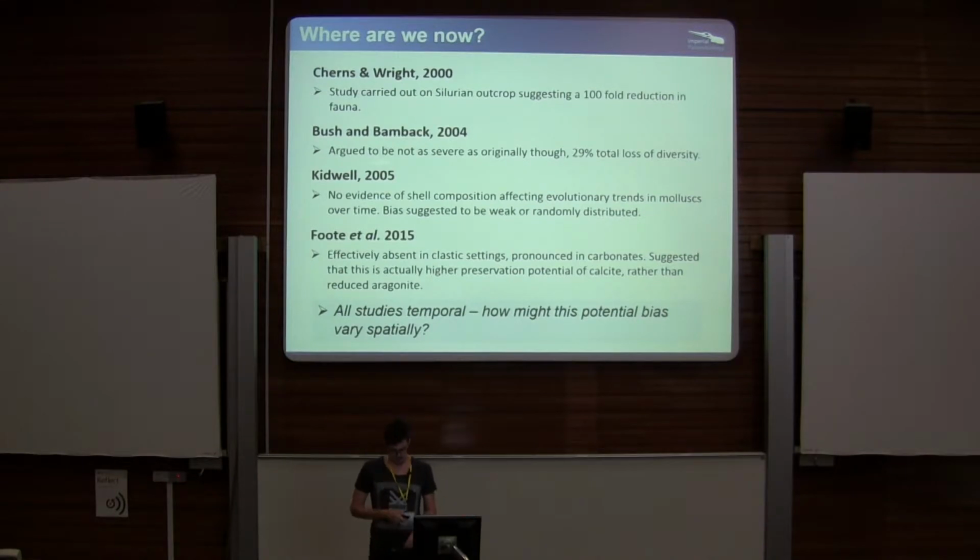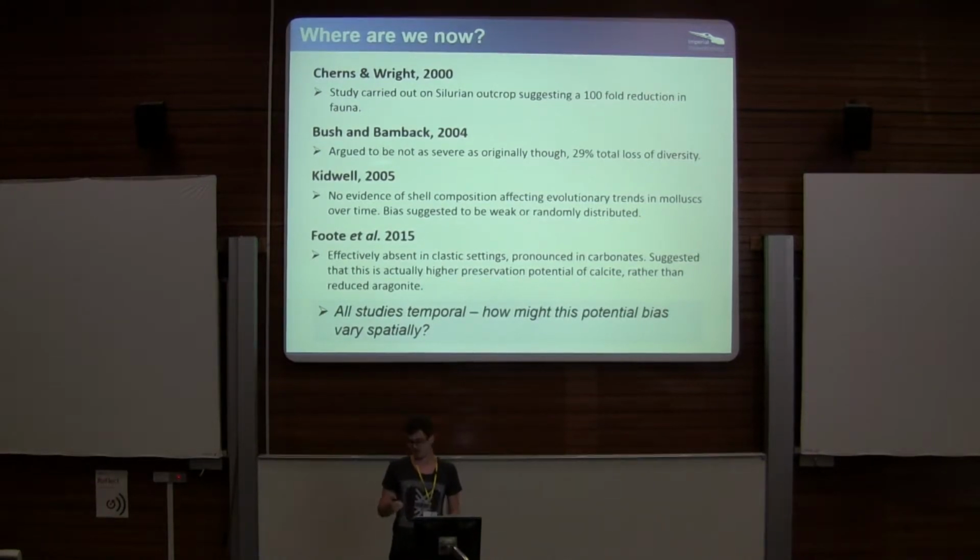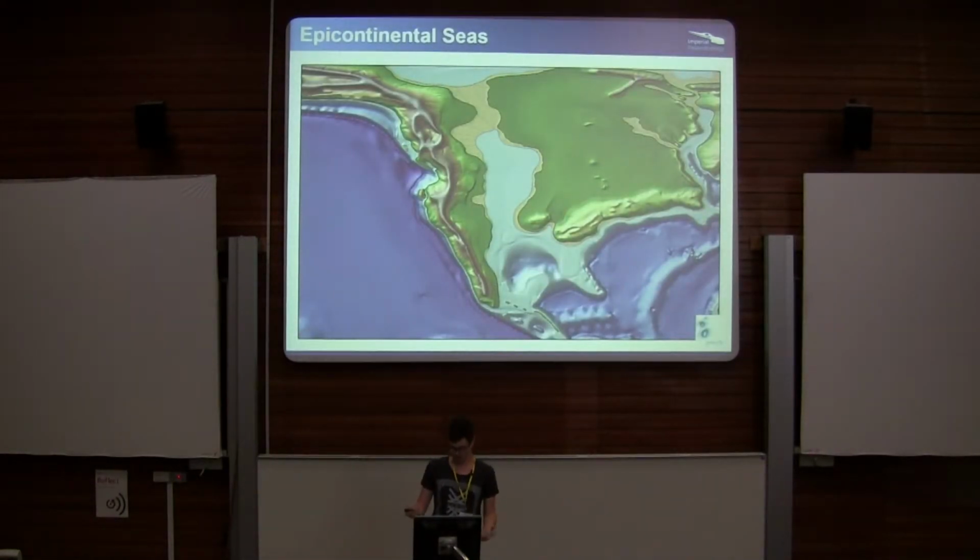So this was first discovered or talked about by Cherns and Wright in 2000, but there's been a whole slew of authors who've commented on this and produced studies attempting to understand the impact on molluscs through time. And they've subsequently drawn different conclusions as to its influence on our fossil records, with some saying that it dramatically and severely reduces the apparent diversity of our fossil records, and others saying it doesn't really seem to have a good effect on global or long-ranging studies. However, no one's really decided to look at this yet in terms of a spatial context or in environments that might exacerbate its effects. Environments such as epicontinental seas.